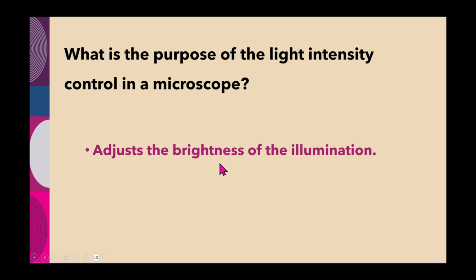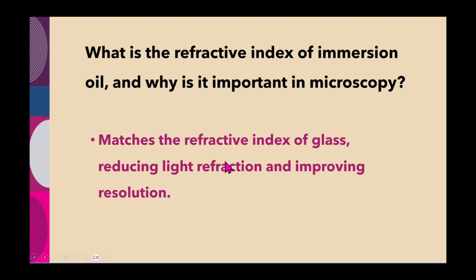What is the purpose of light intensity control in a microscope? To adjust the brightness of the illumination. Light intensity adjusts the brightness of the illumination, that is how much light should be provided to the specimen.